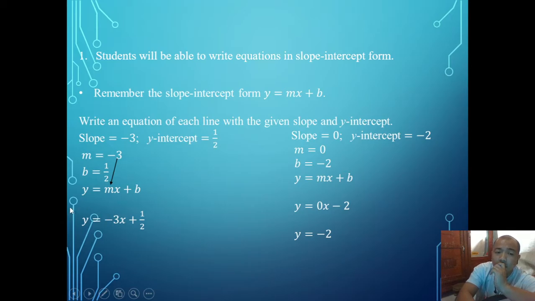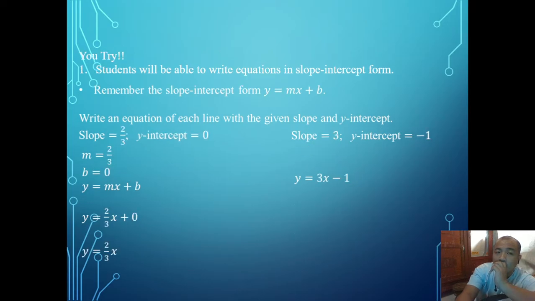So substitute mo lang: y equals negative 3x plus 1/2. Dito naman, slope is 0 and y-intercept is negative 2, so y equals 0x minus 2. But 0x is 0, so y equals negative 2. So that's how we write an equation given the slope and y-intercept. Just substitute m and b to y equals mx plus b.